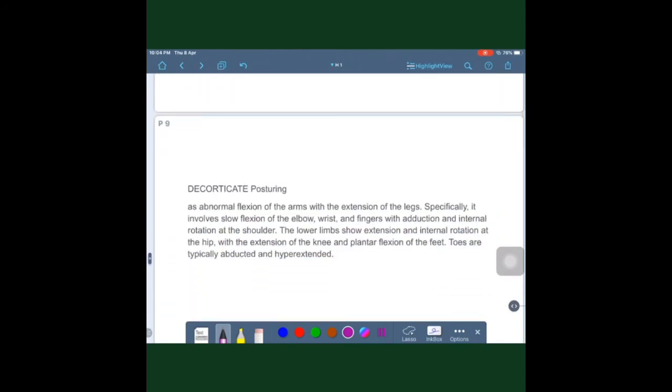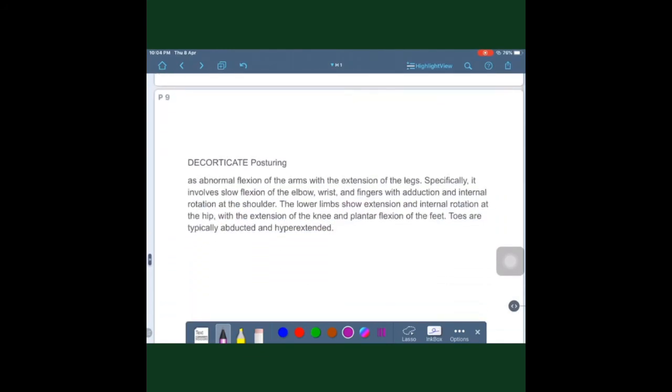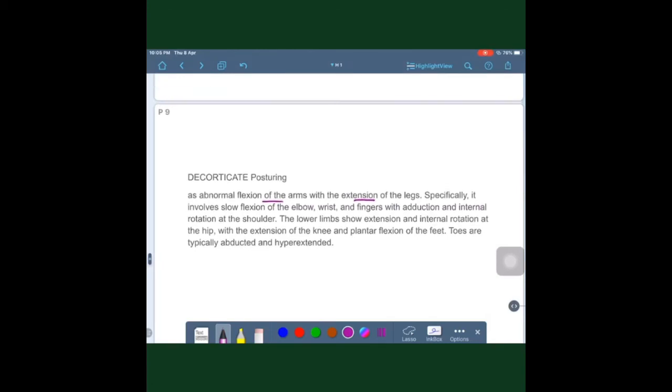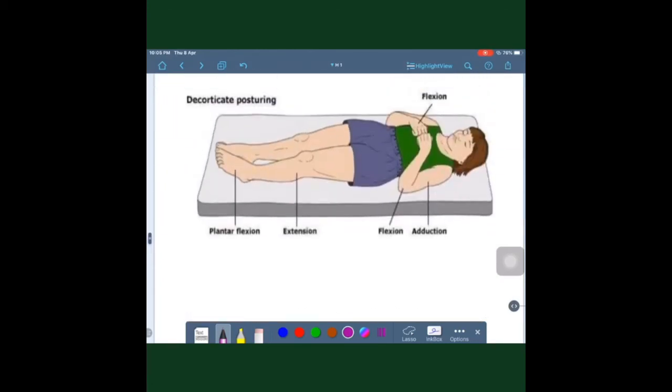We will discuss again. In this, there is abnormal flexion of arms with extension of legs. Specifically it involves slow flexion of elbow, wrist, fingers with adduction and internal rotation of shoulder. The lower limb will be the same as in decerebrate rigidity, like extension and internal rotation of hip, extension at knee and plantar flexion of feet, and toes adducted and hyperextended.